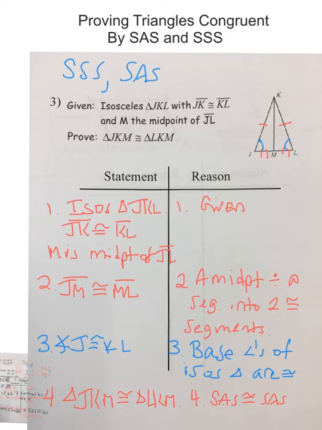The other way would be, take another look at the picture. Looking at the picture, an alternate conclusion for step 3 would be to use the reflexive property of KM being congruent to KM. And I'm going to squeeze that in here. The alternate 3 would be reflexive. Pardon the mess here. Property. And that would give you this side right here congruent to itself.